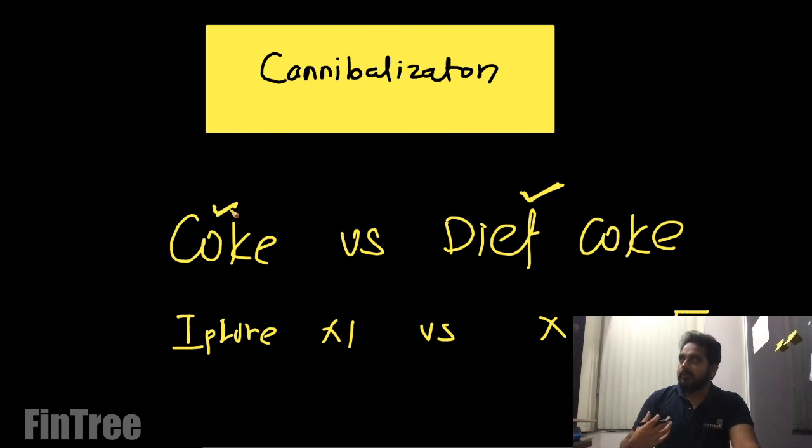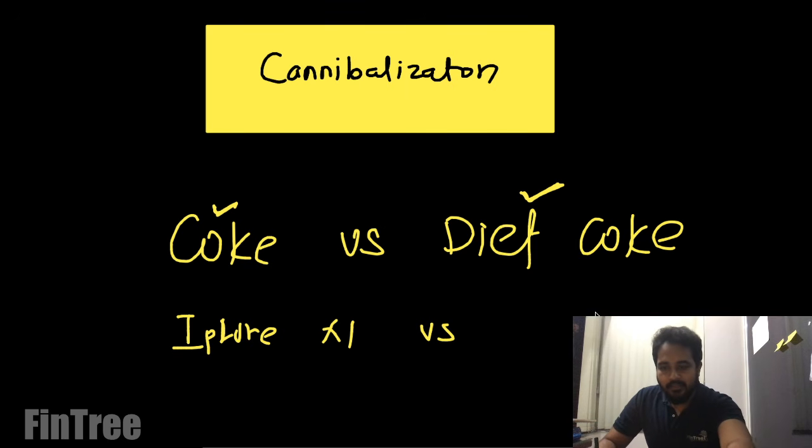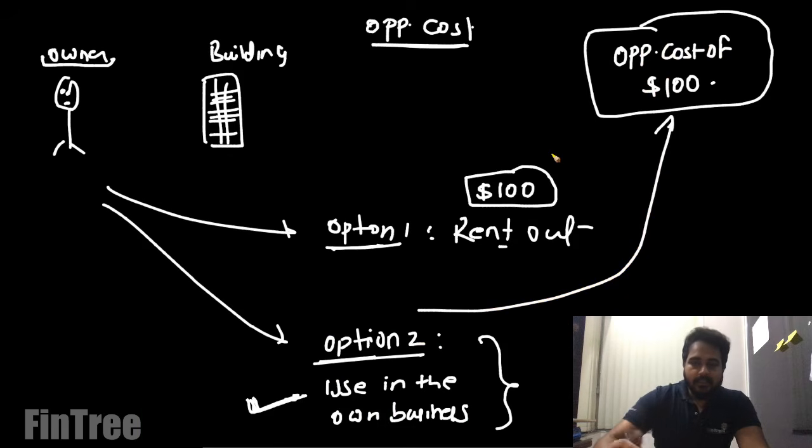How? If I'm doing an NPV for the Diet Coke project, then I will say that my sales of Diet Coke are going to be 500, but 50 worth of regular Coke sales will reduce. So my effective sales is going to be 450, right? That's how I need to factor this cannibalization into my calculations. Then what is the next term?